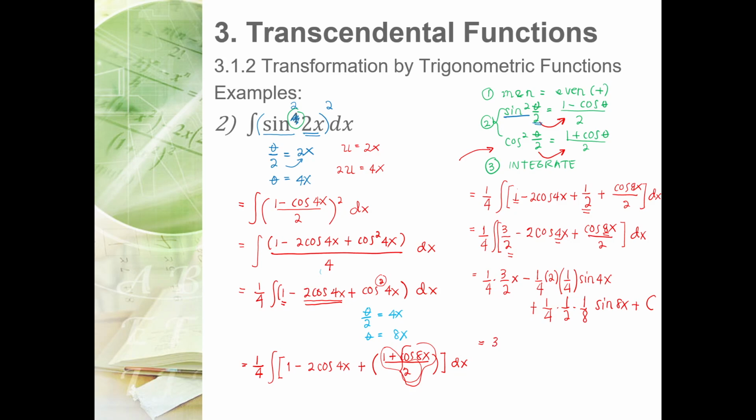So finalizing your answer, that's 3x all over 8. That's for the first term. And then minus sine 4x all over, so 1/4 times 2 times 1/4, that will be 1/8, so over 8. And then plus, so 4 times 2, 8, so that's sine 8x all over 64 plus c. So this is your final answer.